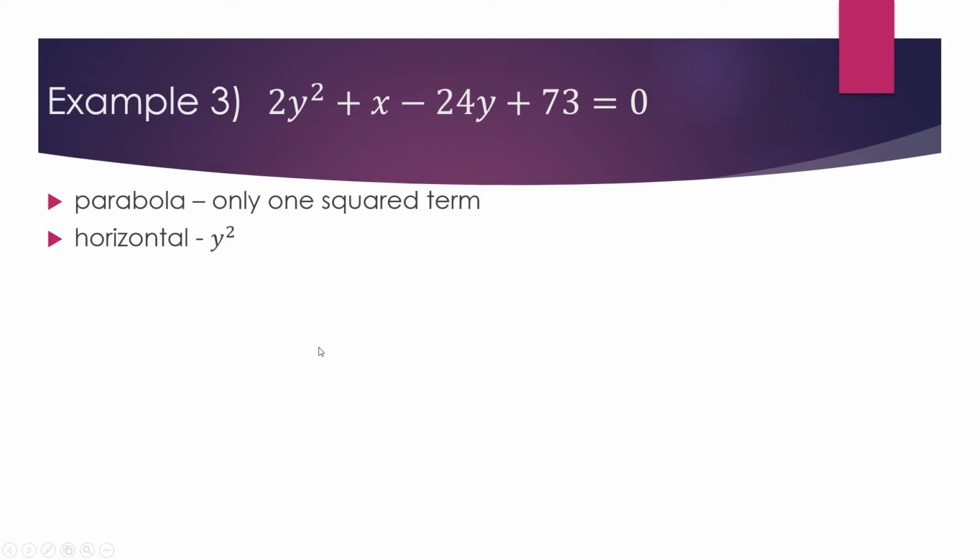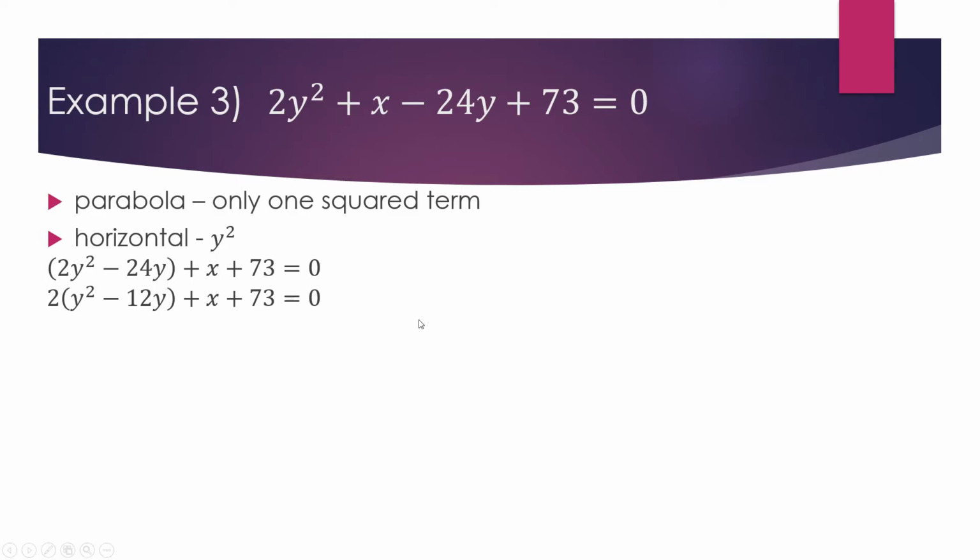If we get this into standard form, group your y terms into one set of parentheses, everything else can be on the outside of that. Factor out the coefficient from in front of the y squared. So in this case, if we factor out 2 from everything inside the parentheses, we get 2 times the quantity y squared minus 12y, and then plus x plus 73 equals 0.